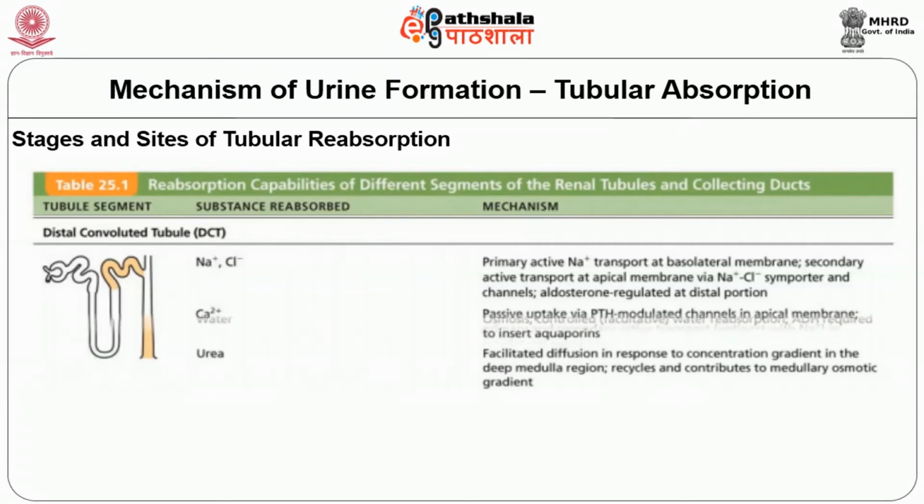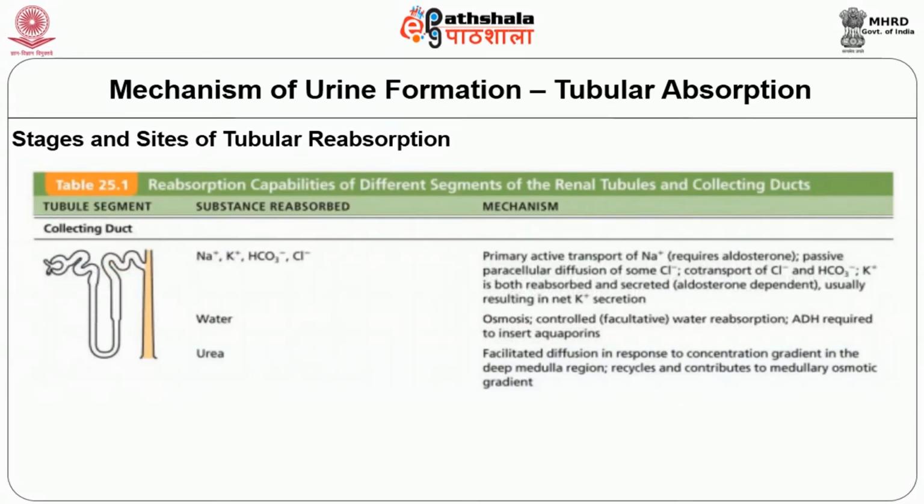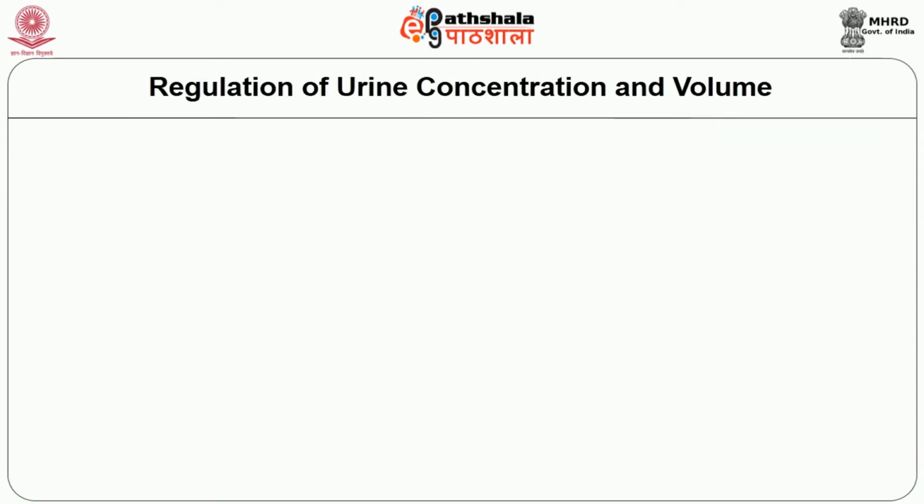In the next region, namely the collecting duct, sodium, potassium, bicarbonate, chloride, water and urea are reabsorbed by active transport, paracellular diffusion, osmosis and facilitated diffusion in response to concentration gradients. Next, we move on to the regulation of urine concentration and volume.